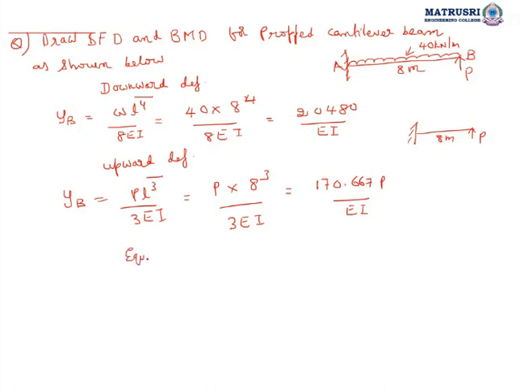Equating both, because upward deflection and downward deflection you can equate. Equating both, what will happen? 170.667 P by EI is equal to 20,480 by EI. EI cancels. We will get P is equal to 120 kilonewton. So next page I will take it. Same I am taking.